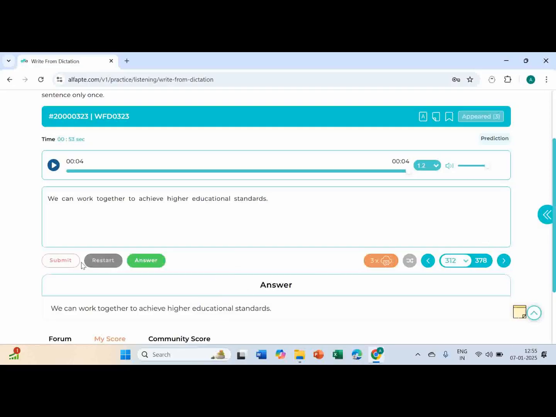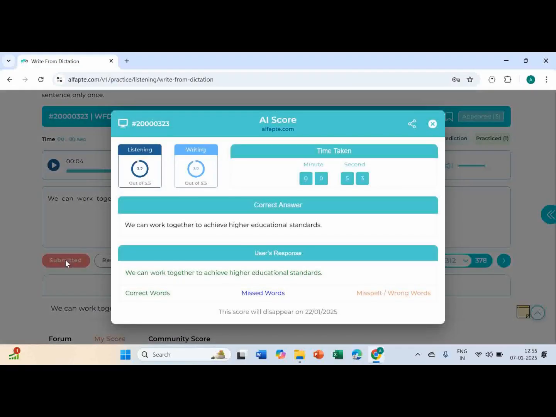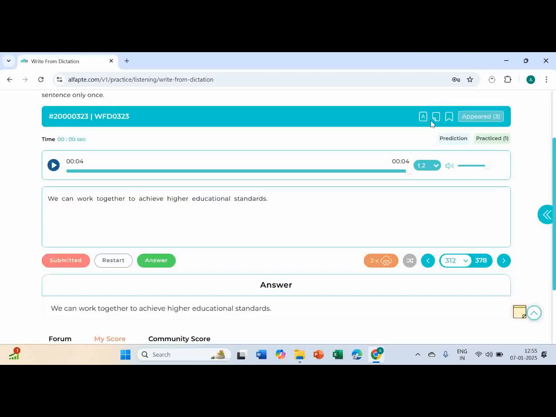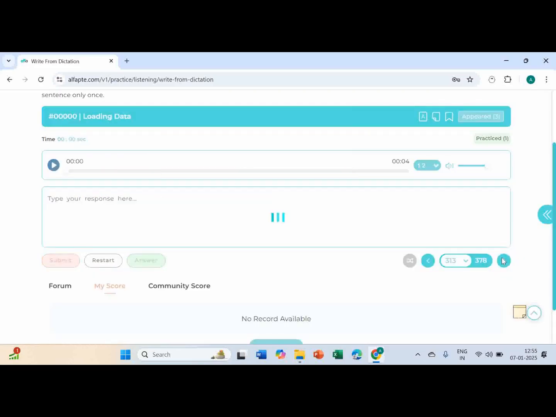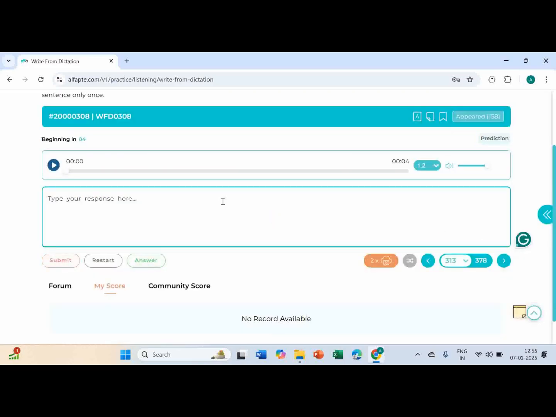You can also submit it and you can also check your score. So this is the listening score and this is the writing score, because as we all know it is contributing around 50 marks in PTE. Some of the marks are in the listening section and some of the marks are in the writing section. So let's do the next one. So this is the next question.